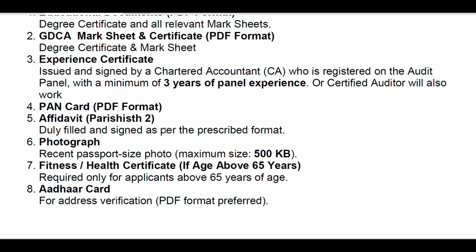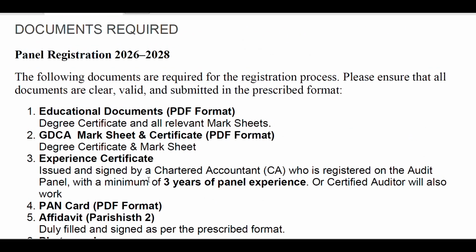Then the PAN card in PDF format, and the affidavit, Parishisht 2, we can say, in the fully prescribed format. One photograph, a JPG file below 500 KB, and a fitness certificate if your age is above 65 years. And the Aadhaar card for the address verification process. So these are the documents required.